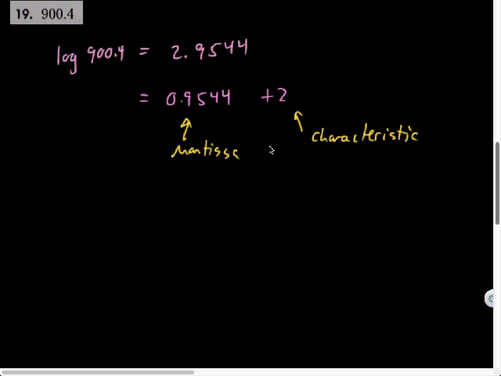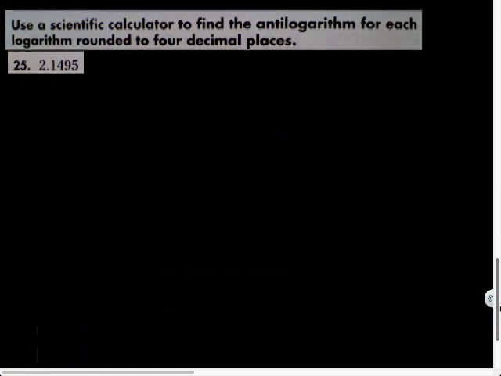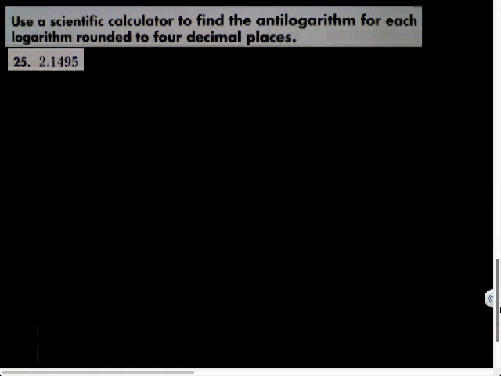So, one last question. It says, use a scientific calculator to find the anti-logarithm for each logarithm rounded to 4 decimal places. What I just want to point out real quick with this one is the anti-log of 2.1495. Now remember that the log is an inverse of an exponential function, so the inverse of a logarithm is an exponential function. So this just means 10 to the 2.1495.